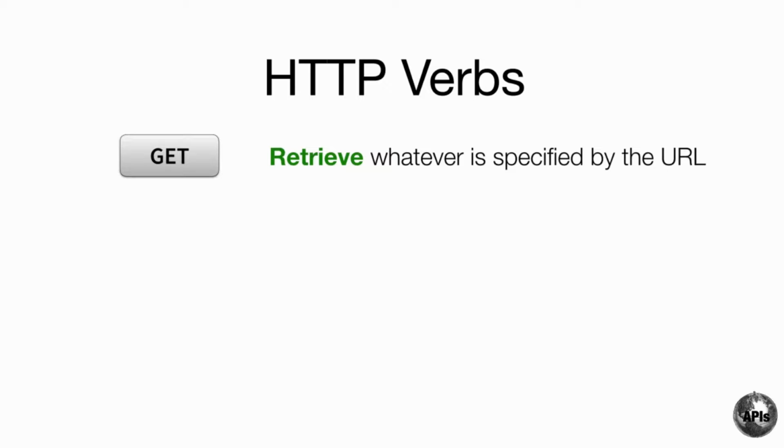And GET is the verb you use when you want to retrieve a resource that's specified by a URL. You send a GET request to the server, and the server knows that it should send you back what you're asking for, or tell you that you can't have it, it doesn't exist, something went wrong.